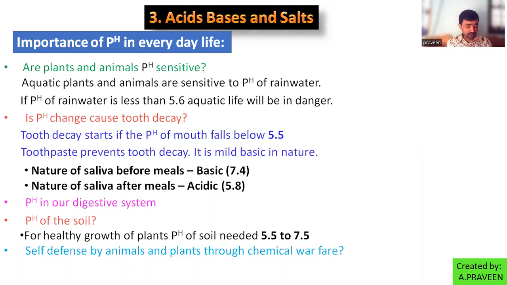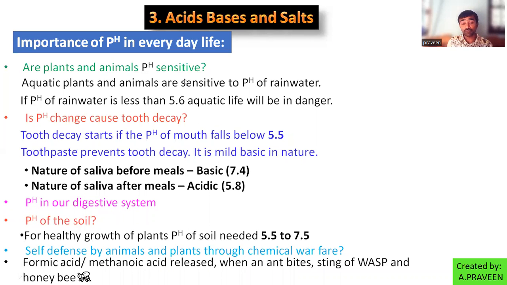Here the formic acid formula is HCOOH. The formic acid or methanoic acid is released on your skin when an ant bites or a wasp or honeybee stings. All these leave a chemical on your skin, and that chemical will affect your skin. Rashes or it turns reddish, right? A burning sensation, like that. So what to do?